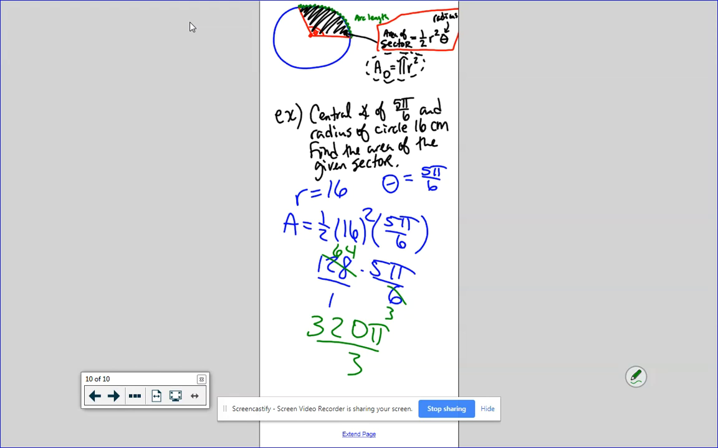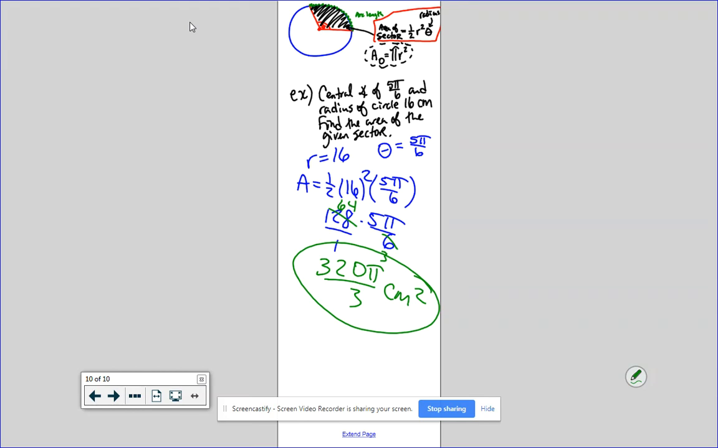Now, if you left it like this, I'm perfectly fine with that. 320 pi over 3 centimeters squared. Why do I have squared there? Because it's the area, right? Area has to be squared. If you took it to a decimal, what do we get? 335.1 centimeters squared. Either of those are acceptable answers. Why does it have to be squared again? Because it's area. Area is always square units.